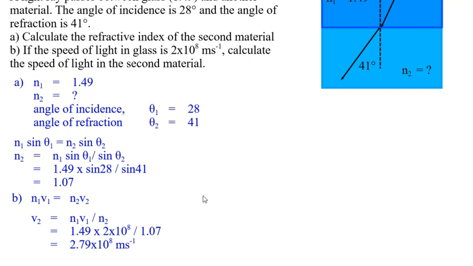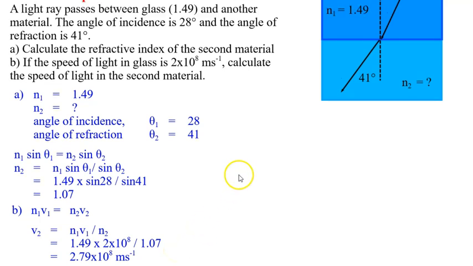And if we're trying to find the speed of light in the second material, then we can use this new expression here. Make V2, that's the velocity in the second material, the subject. So it's N1 V1 over N2. And again, we can just substitute the values and we get 2.79 times 10 to the 8, which is what we expect because we're told in the first material it's 2 times 10 to the 8. So it should be speeding up in the second material, which is why the ray of light bends away from the normal. So a little bit more complex, but far more versatile because we can use this for any combination of materials, not just one material and air.